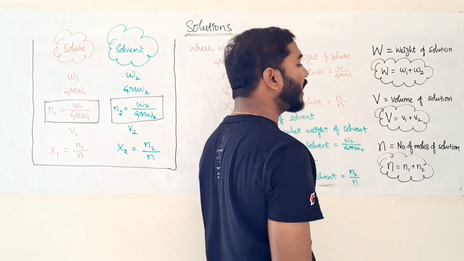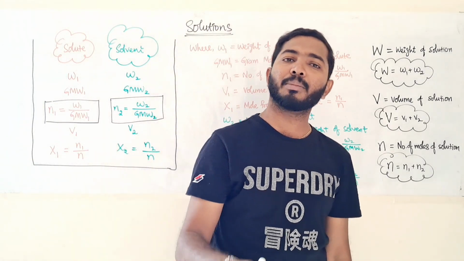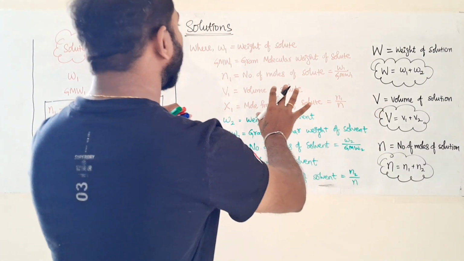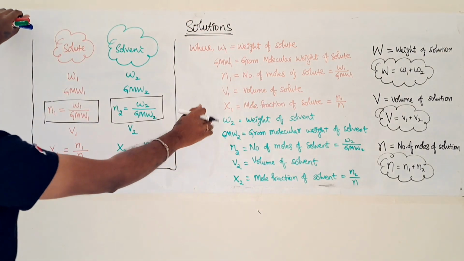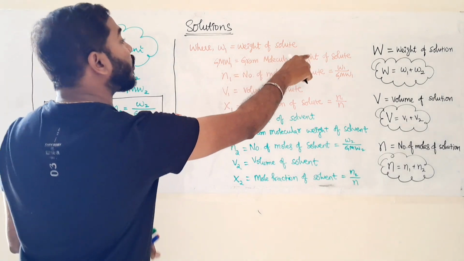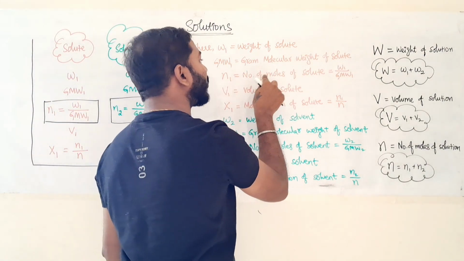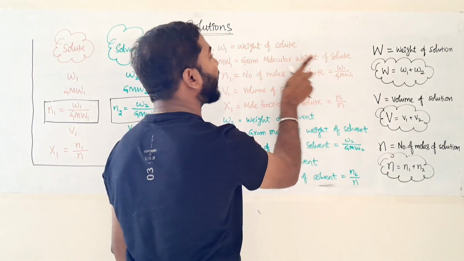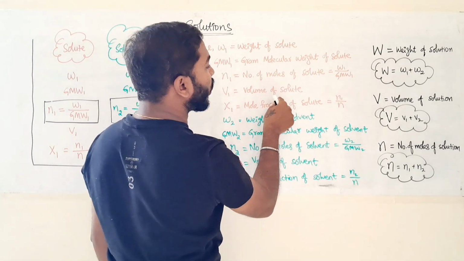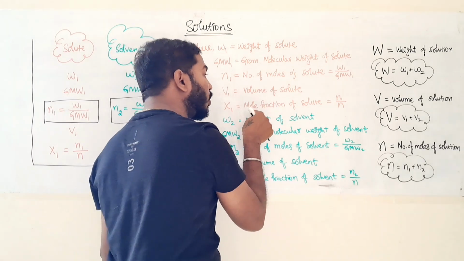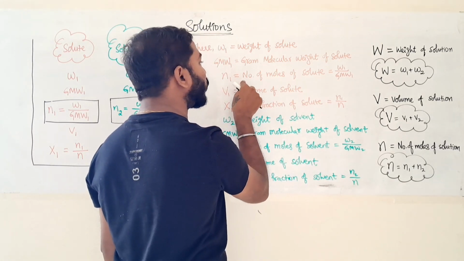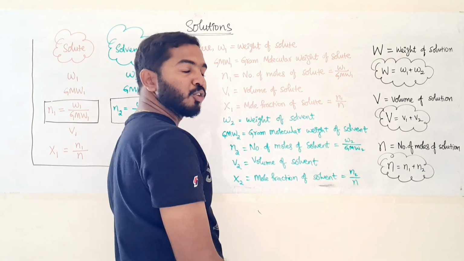As I told you already, total number of moles of solution is number of moles of solute plus number of moles of solvent. Hope it is clear. Again, recalling: W1 is the weight of solute, GMW1 gram molecular weight of solute, N1 number of moles of solute, which is weight of solute by gram molecular weight of solute. V1 is the volume of solute. X1 is the mole fraction of solute, which is number of moles of solute to the total number of moles of the solution.